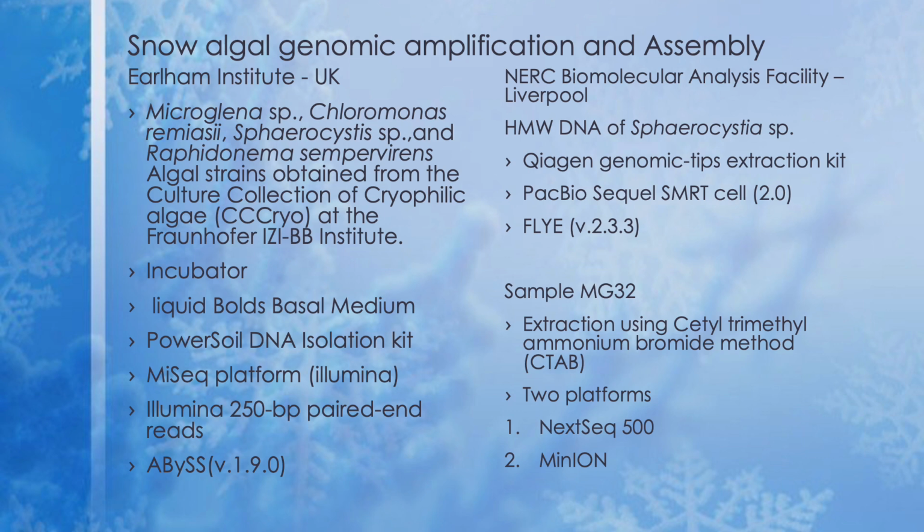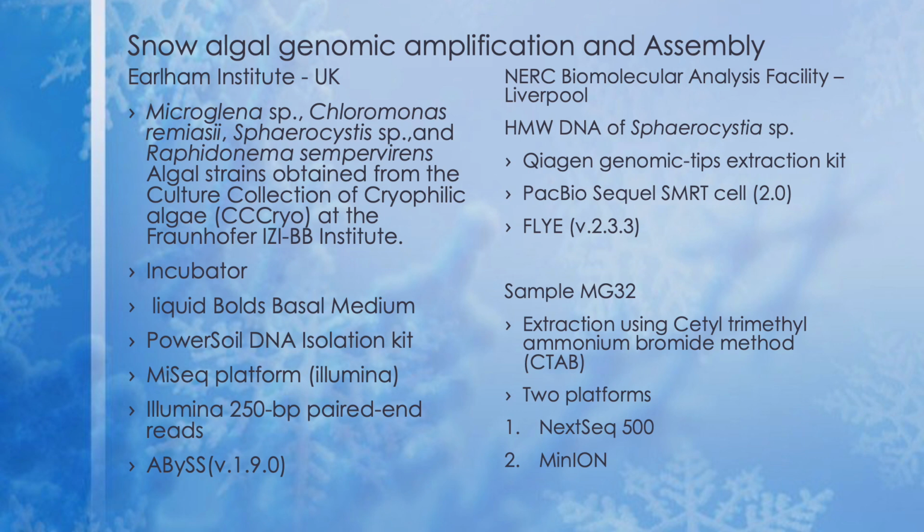These are commonly present on pigmented snow and surface ice of the Greenland ice sheet and other glaciers, and were obtained from the culture collection of cryophilic algae at the Fraunhofer IZIBB Institute. They were grown at 10 degrees C in liquid triple concentrated Bold's basal medium, pH 5.5, under axenic conditions and continuous illumination as per the CC Cryo guidelines.